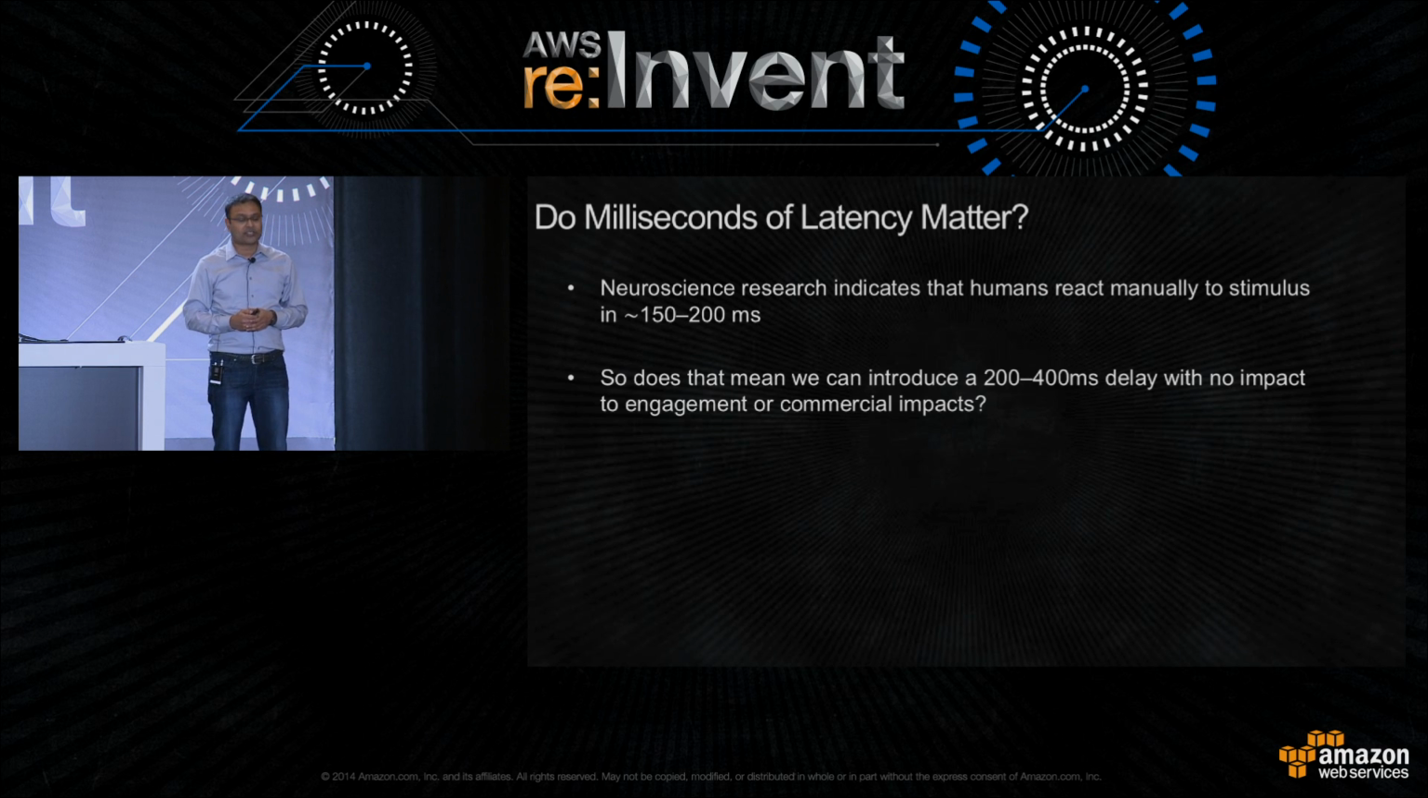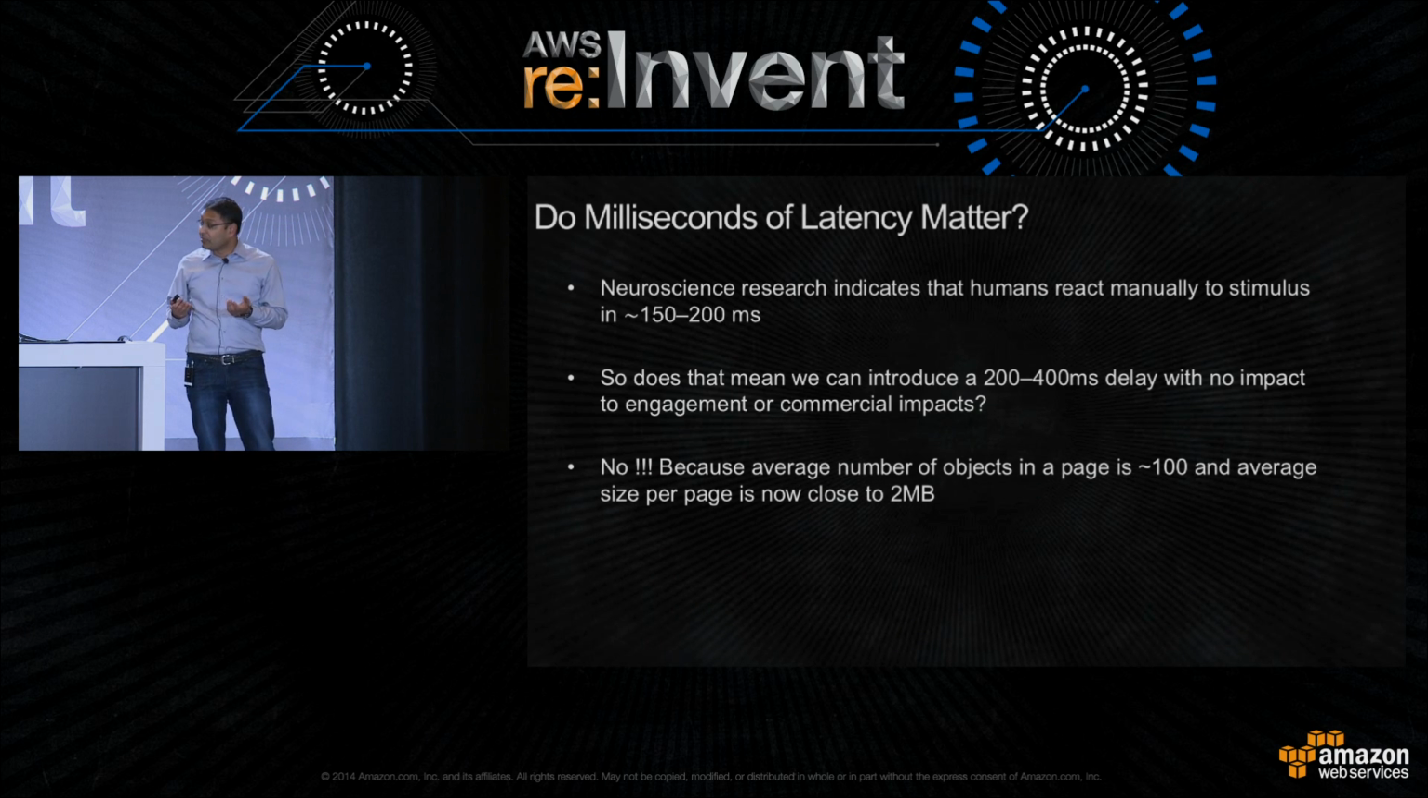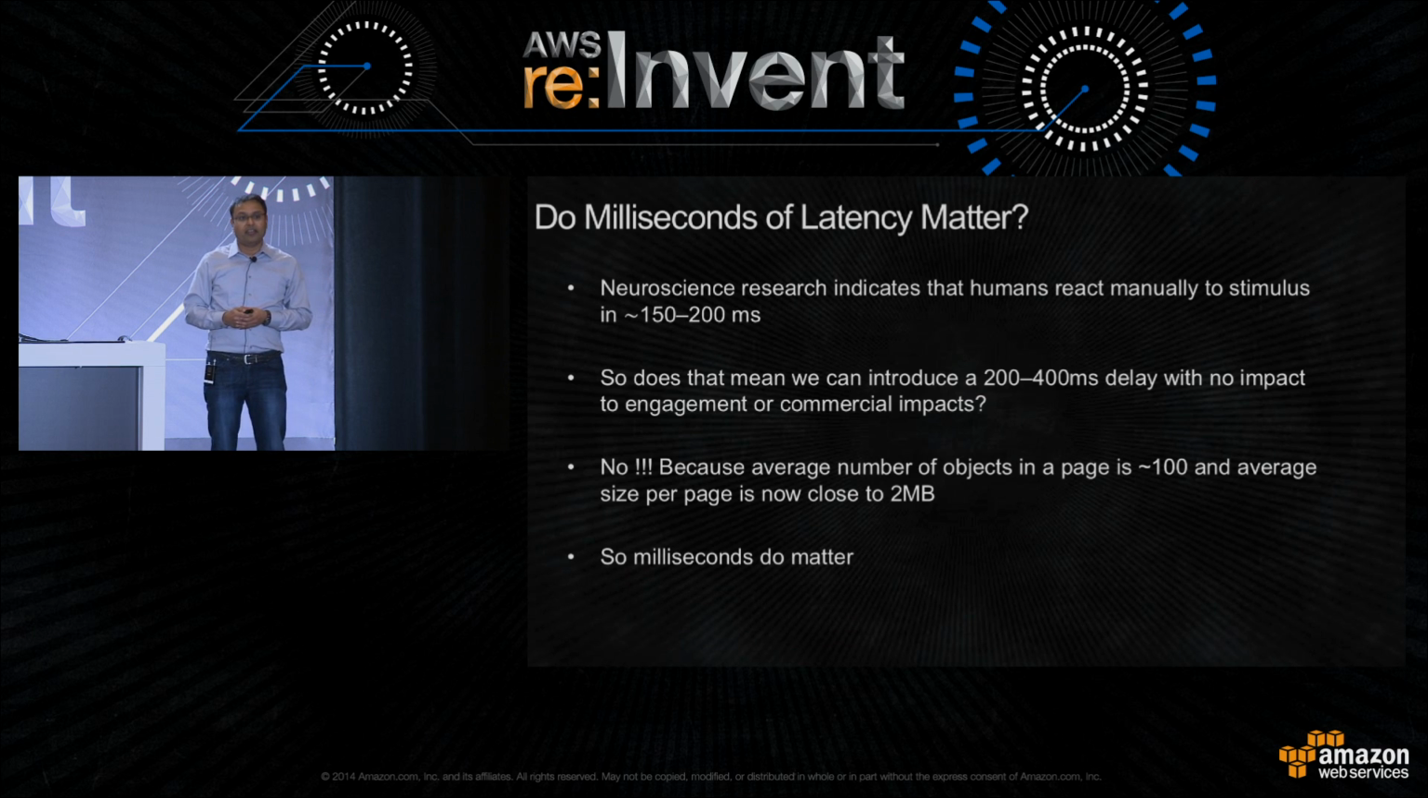That's not true, because remember I talked about how pages are becoming larger and they're becoming more diverse. An average web page today has about 100 objects, and it's about 2 megabytes in size. And when you take the 200 milliseconds and you amortize it across your 100 objects, you don't have a whole lot to play with. And that is why milliseconds of latency do matter.